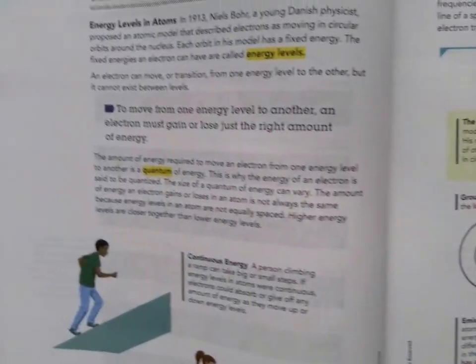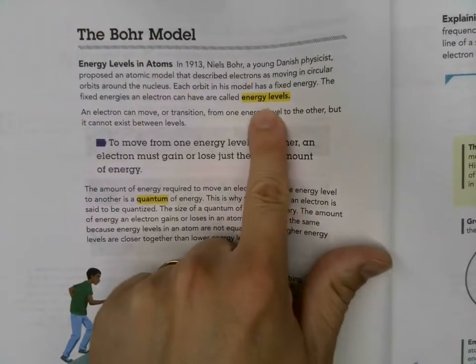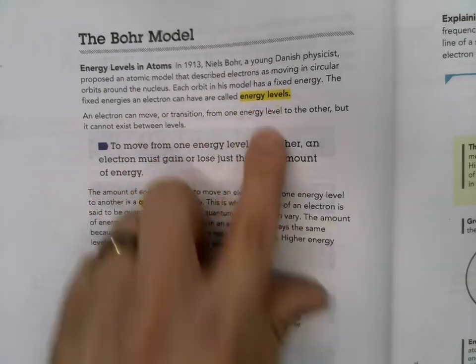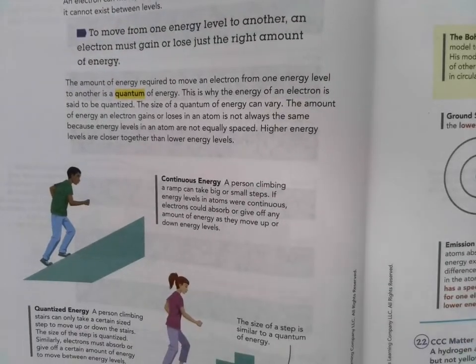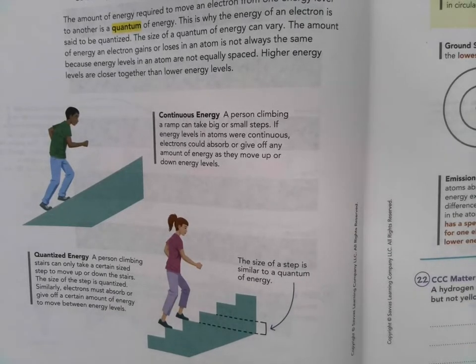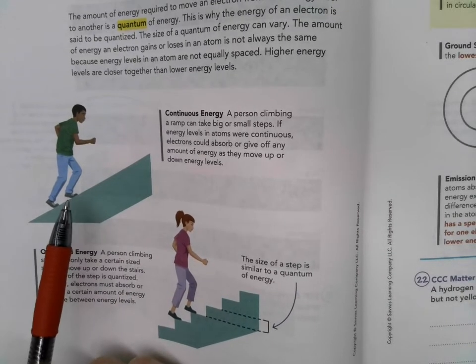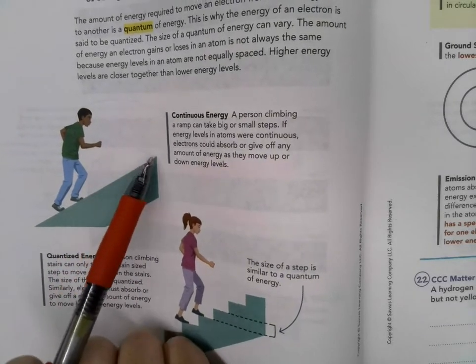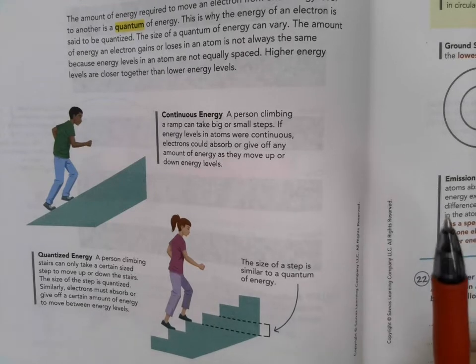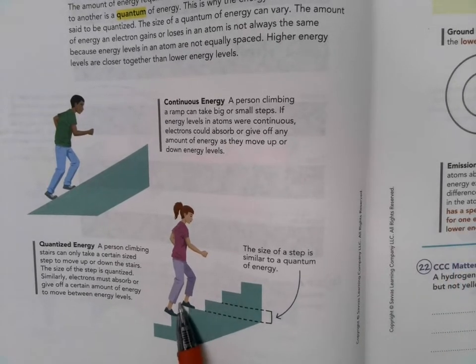Okay. Now, if we look here, I want you to write down this definition. The fixed energies an electron can have are called energy levels. All right. And when we think about how electrons interact with energy, it's more like walking upstairs than a ramp. Because on a ramp, there is an infinite number of steps that you can take to get to the top, while on a stair step, there is a specific amount of space that you have to take to get up to the next level, right? There's no intermediate level in between where she's stepping, all right? We have to take the full step to get to the next step.